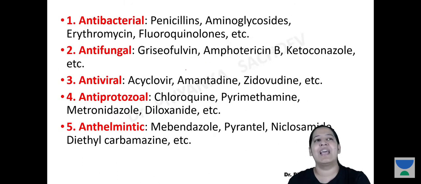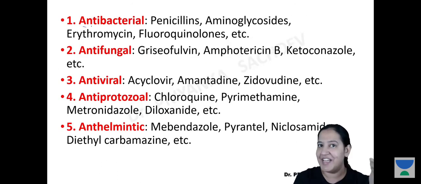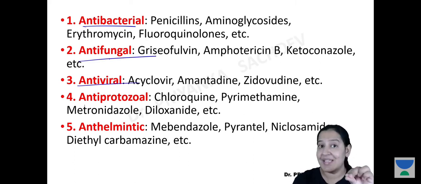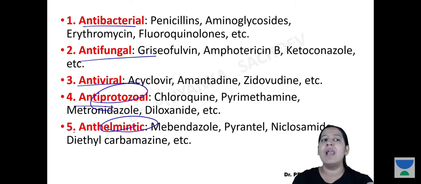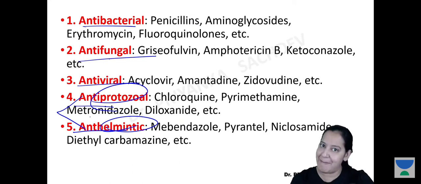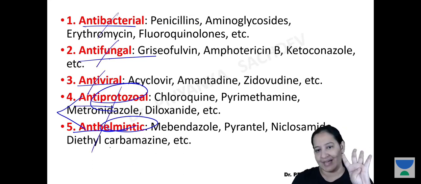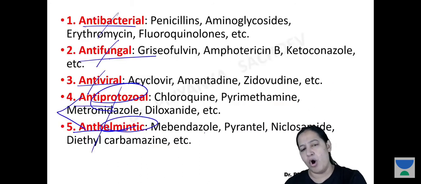If it is killing the bacteria, these are known as antibacterial. If they are killing the fungus, these are known as antifungal. They are killing the virus, they are antiviral. Killing the parasites. Parasites are of 2 types, protozoa and helminthic. So antiprotozoal, antihelminthic, both of them are anti-parasite. So we have 4 organisms, bacteria, fungus, virus and parasite. So these are the drugs. We will cover all of them, don't worry.